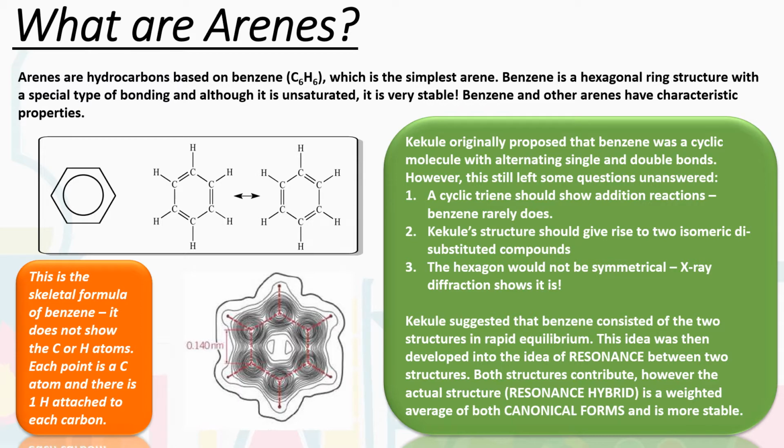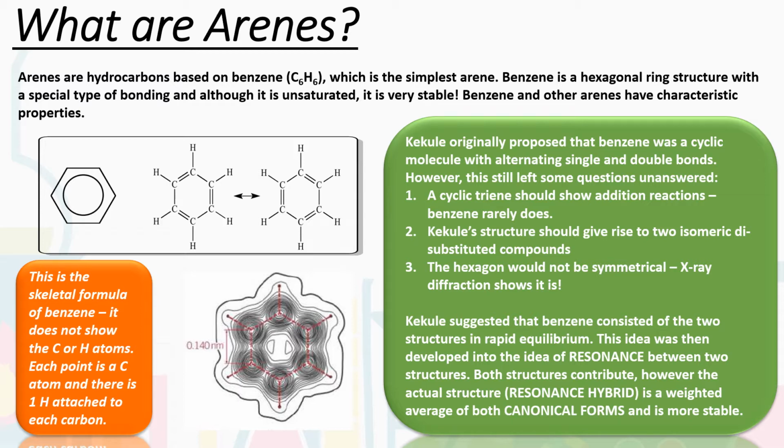It's a hexagonal ring structure with a special type of bonding. And although it's unsaturated, doesn't have the maximum number of carbon-hydrogen bonds it can have, like alkenes, it's very stable. And so benzene and other arenes have some characteristic properties.